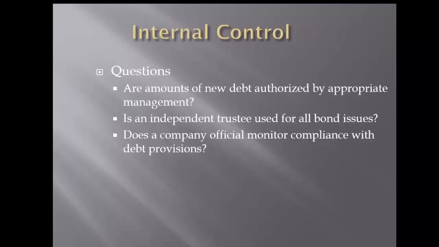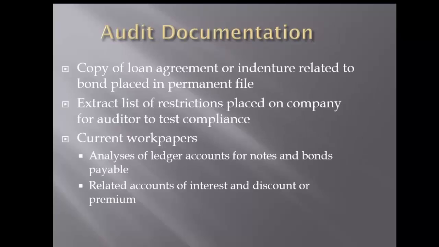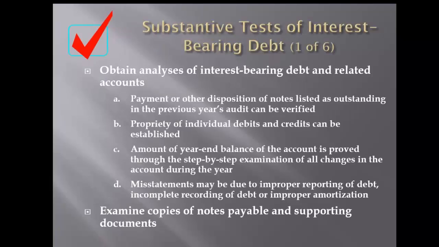Are amounts of new debt authorization appropriate? Is an independent trustee used? Does the company monitor compliance to debt provisions? So what we're looking for is a copy of the debt restriction, an extract listing of the restrictions placed. The current working papers include an analysis of the ledger accounts, related accounts for interest, and the discount.